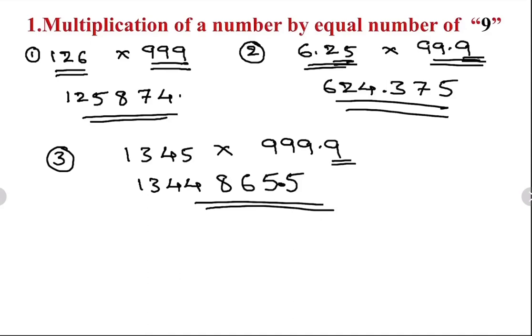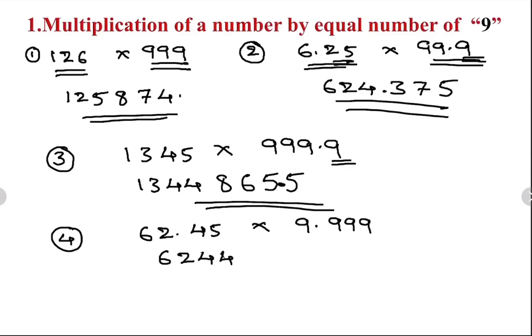If we take another example, 62.45 is multiplied with 9.999. So this will become 6244. 9 minus 6, 3. 9 minus 2, 7. 9 minus 4, 5. 9 minus 4, 5. So how many decimal places are there? Here 2, here 3. Then total 5. So from right hand side to left hand side, 1, 2, 3, 4, 5. So this is the answer.